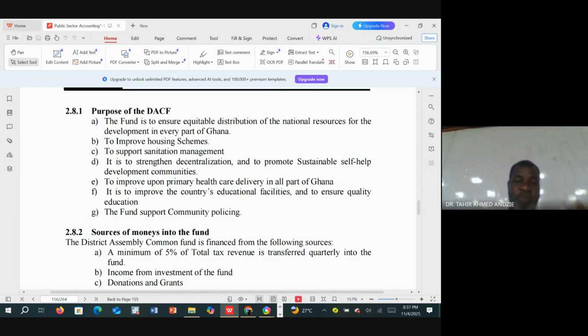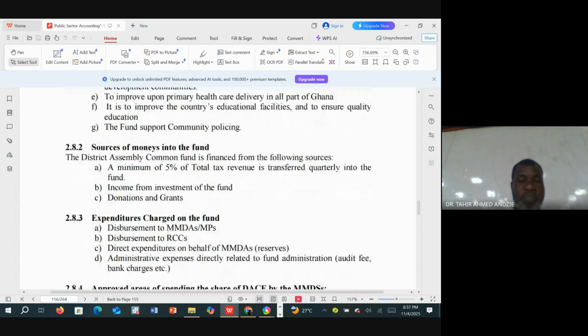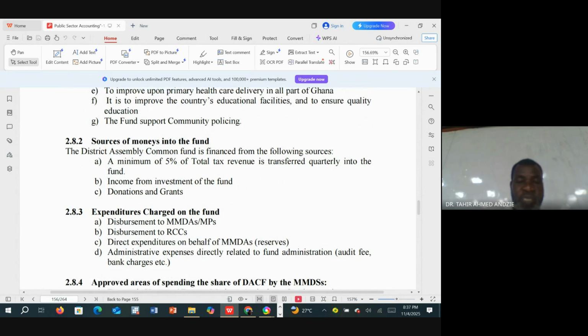So you can see the purpose of this assembly common fund itself actually directs the areas where the money has to be spent. When the money is given to this assembly, it's supposed to be spent in terms of housing, sanitation, the developmental agenda of the assembly, then health, educational facilities, and all that, right? Sources of funds, we have said that already.